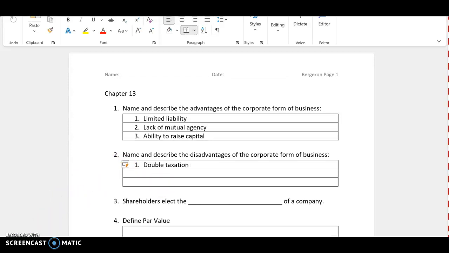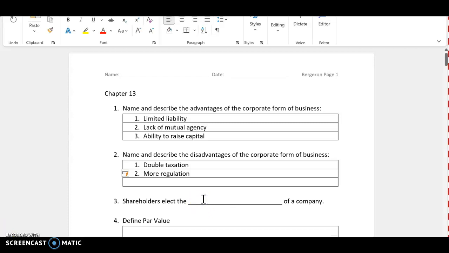And then moving on to number 2, a disadvantage would be double taxation. They're taxed at the corporate level, and they're also taxed at the distribution to the shareholders in the form of dividends. They also have more regulations, so they have more rules to comply with. And more rules mean more paperwork for the corporation. There's plenty of other advantages and disadvantages, but these are the main ones that we want to talk about.